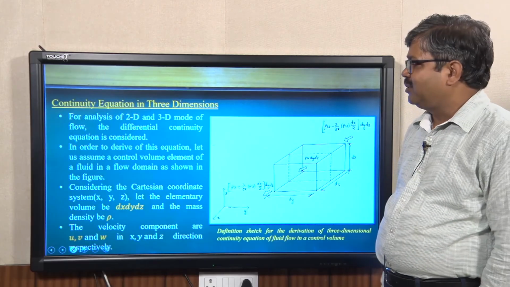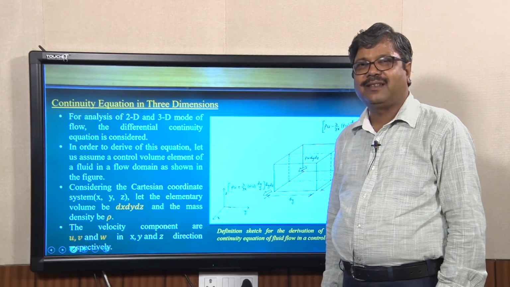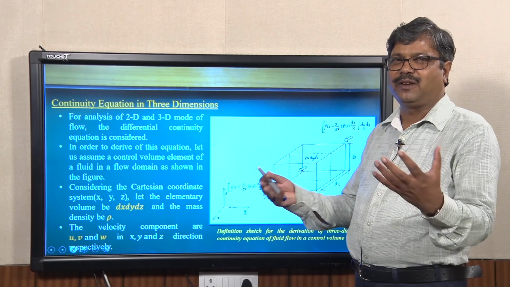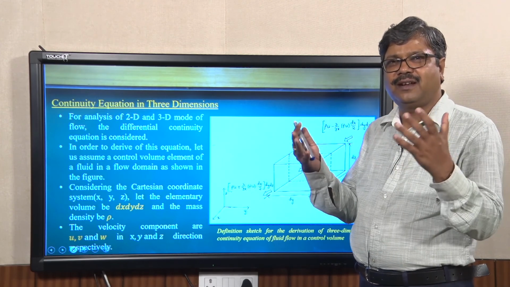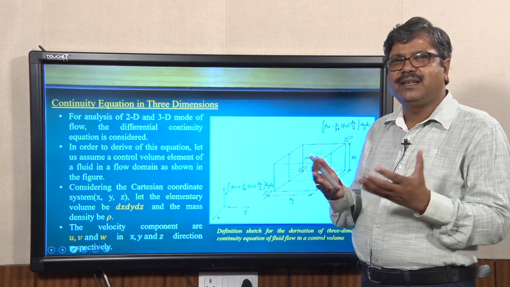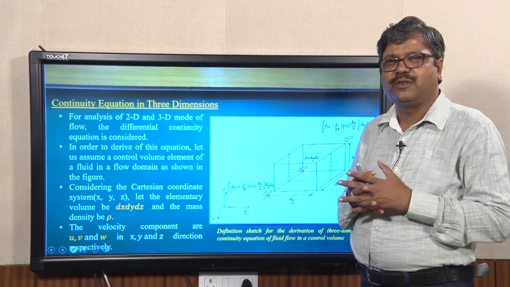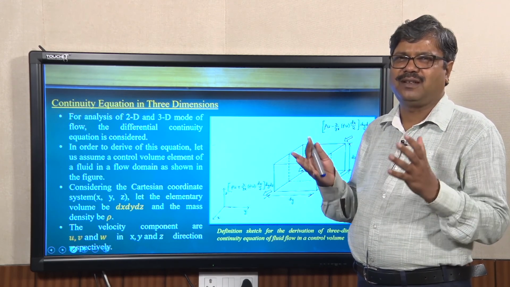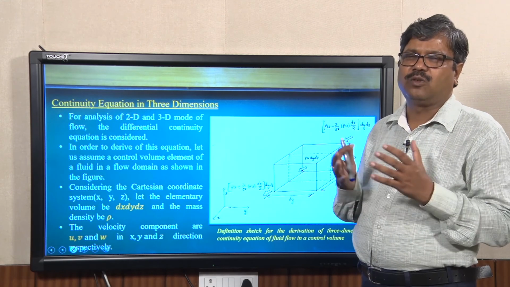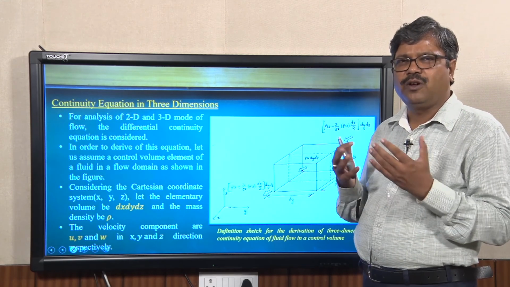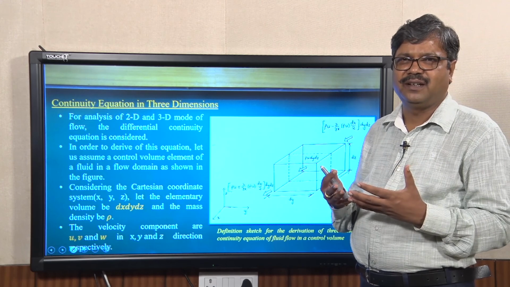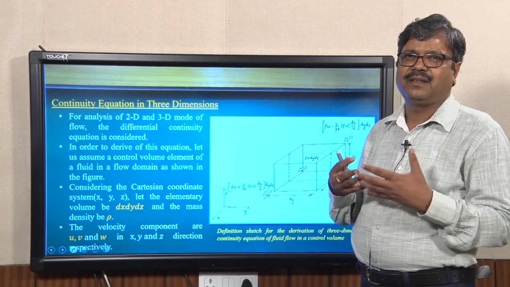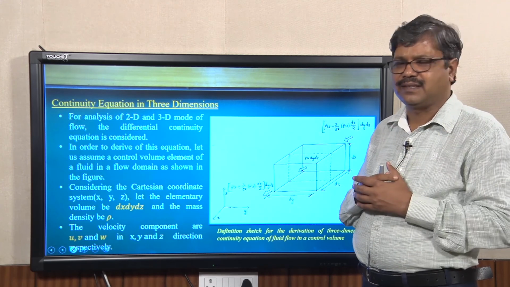Let us start to derive the continuity equation in 3 dimensions. Before that, let me talk about the control volume you have to consider. Basically, when you try to derive the continuity equation in 3 dimensions, our control volume is infinitely small, a very small control volume we consider. And we also assume the velocity field, the depth variations, area variations.